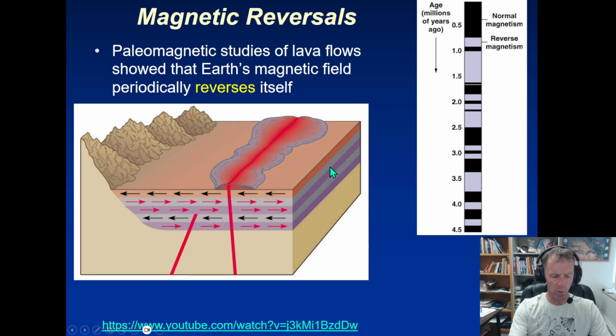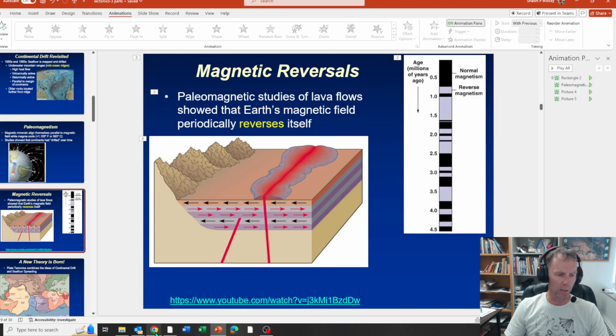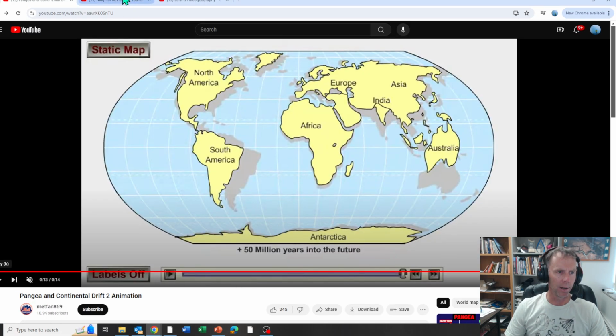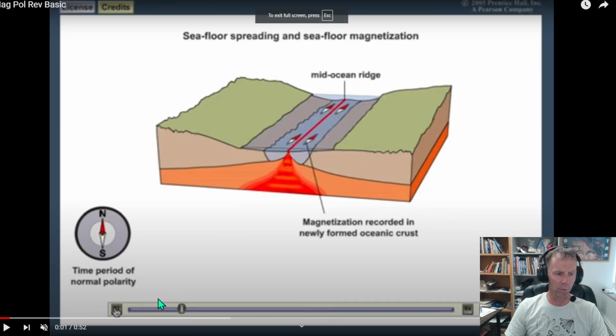And so let me show you one more animation here that will help us understand how this works. It's a little bit fuzzy, I apologize for that. But if this is our ocean basin where the plates spread apart, which we'll get to in a minute.